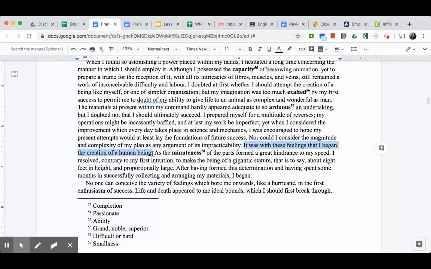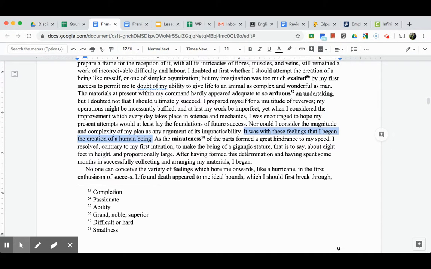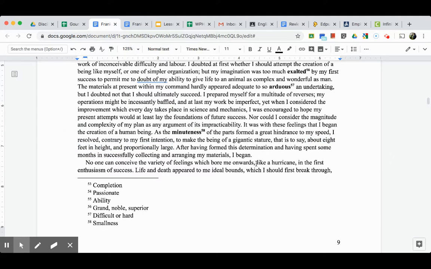"As the minuteness, or smallness, of the parts formed a great hindrance to my speed, I resolved, contrary to my first intention, to make the being of a gigantic stature. That is to say, about 8 feet in height and proportionally large." So he decides to go all out and make an 8 foot tall, large human, not something smaller than himself that he could overtake, a ginormous human. "After having formed this determination, having spent some months in successfully collecting and arranging materials, I began."